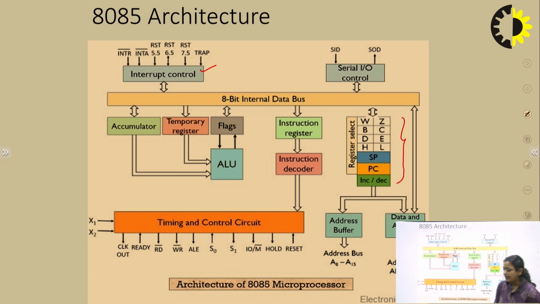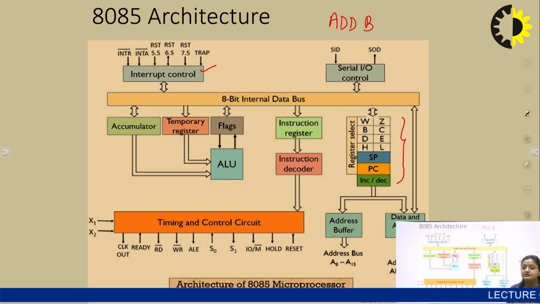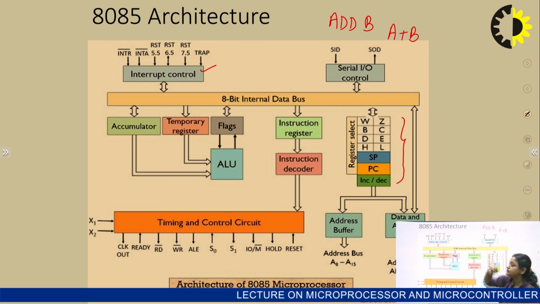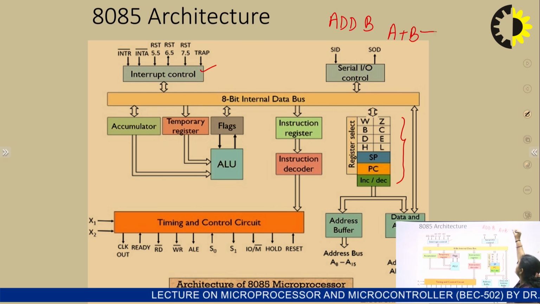Now I am taking an example of a small instruction with the help of which I will explain the entire architecture to you. Let us assume that we want to execute the instruction ADD B. Now to execute this instruction, what will be the output? What will actually happen when we pass this instruction ADD B to 8085 microprocessor? It means that the contents of accumulator will be added to the contents of register B and the result will be saved in register A, accumulator.